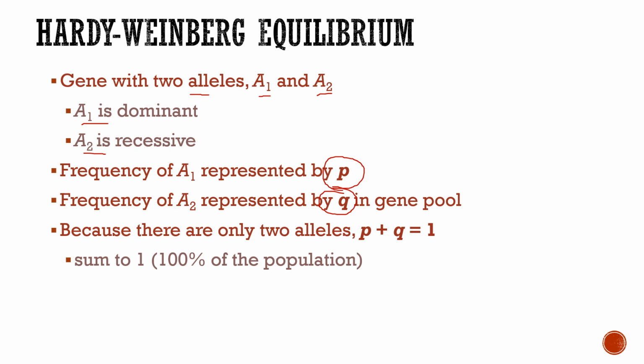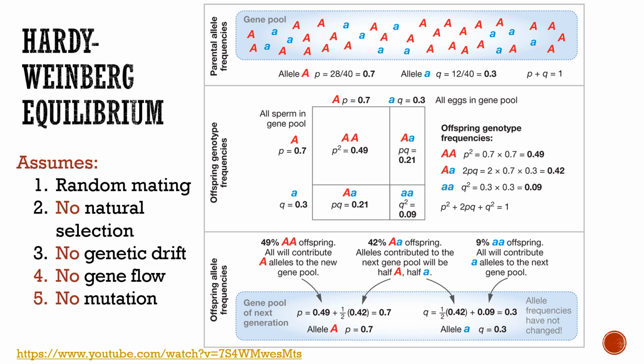Because those are the only two options, we know that the frequency of the dominant trait and the frequency of the recessive trait would equal 1. So if we only have two traits, then they add up to 1. Again, that's 100% of the population. All right, now back to where we get those numbers from, and just kind of explaining this.